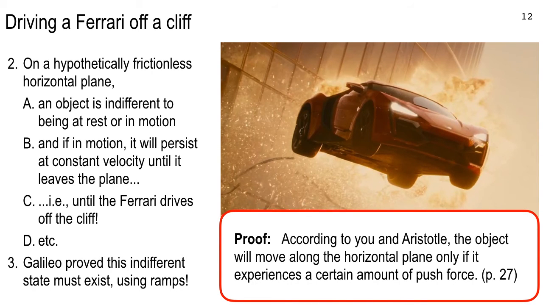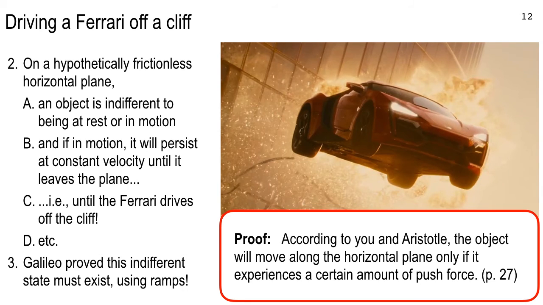Here's a comment, and you can write this down. It's based on something from page 27 in the e-text. According to you and Aristotle, the object will move along the horizontal plane only if it experiences a certain amount of push force. So that's what Aristotle would have said. He would have said, yeah, fine, hypothetical plane, frictionless, nice. But if it's going at constant speed, there's got to be some kind of a push force. Not too big maybe, but some kind of a force. An arrow doesn't take a whole lot of force from air to move from point A to point B, but he said there is a force, and it's got to have one.